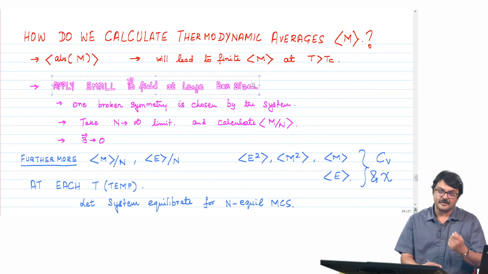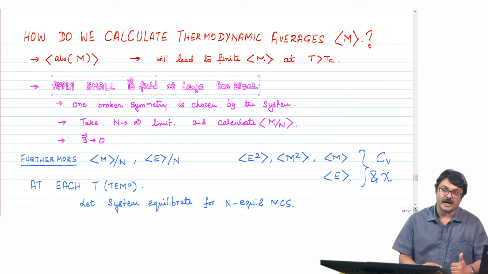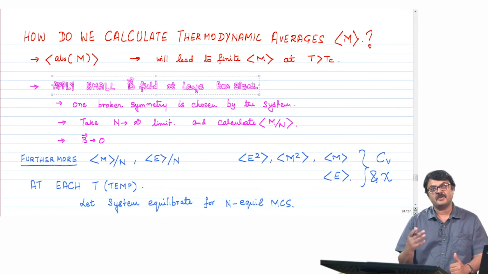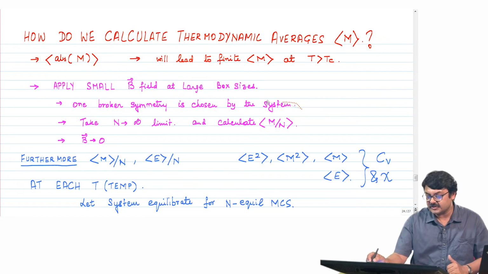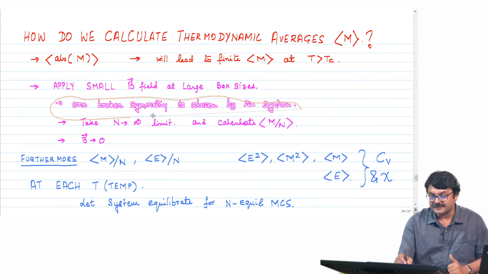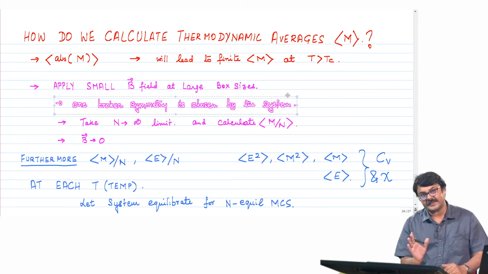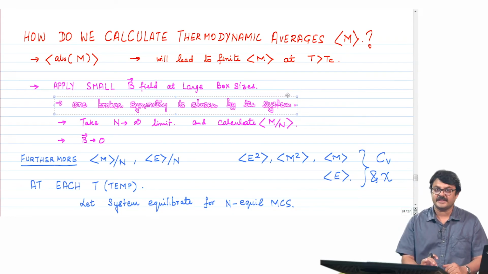So, B is a symmetry breaking field, it prefers, suppose you apply it in the positive direction, then on an average the magnetic state where all the spins are pointing up will have a lower energy. So, that magnetic state will be preferred. So, basically you are biasing one of the broken symmetry ground states of the system by applying this B field, you are biasing one of the two ground states.